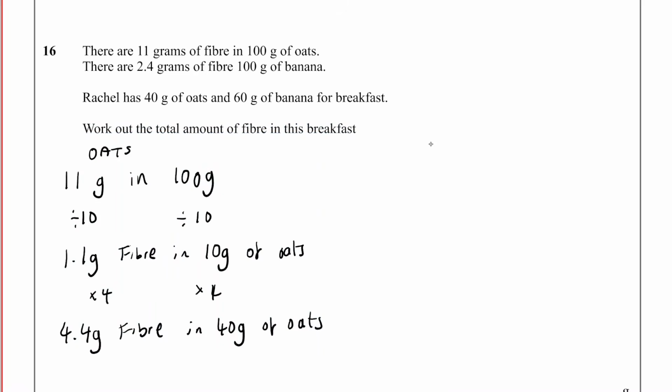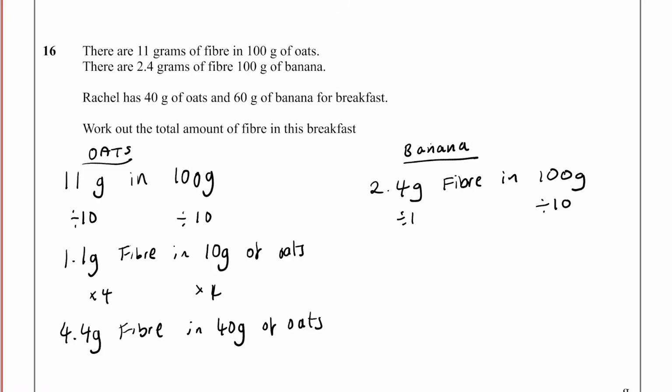And then we'll do the same for the banana. We have 2.4 grams of fiber in 100 grams of banana. We want 60 grams. I'm going to do the same again. I'm going to divide it by 10.